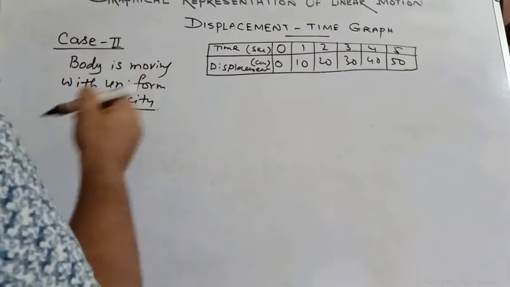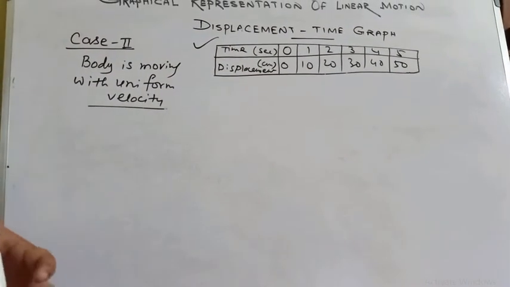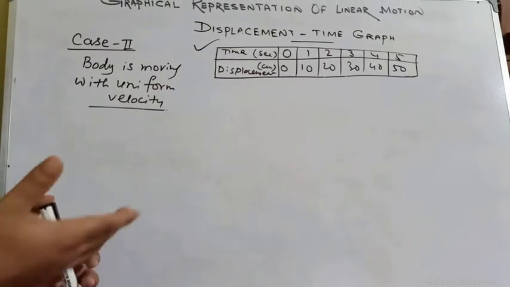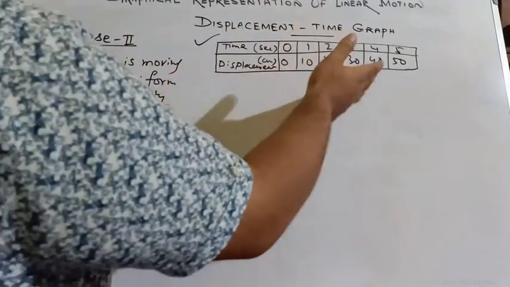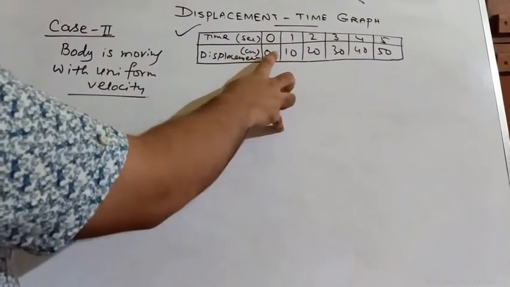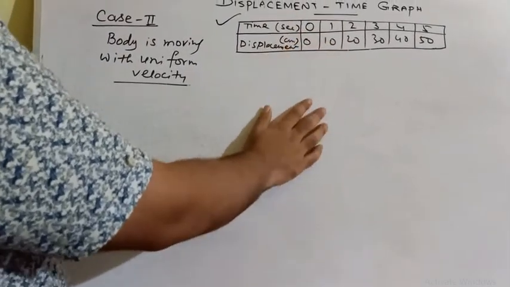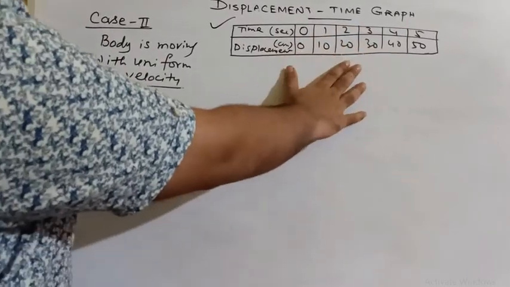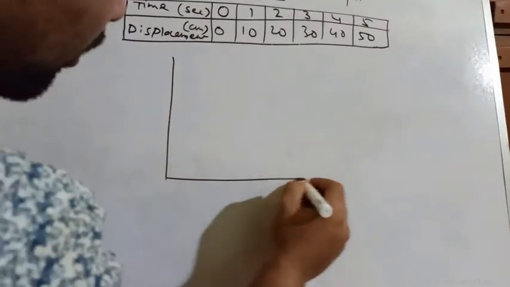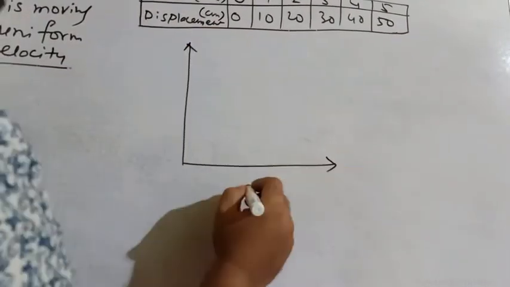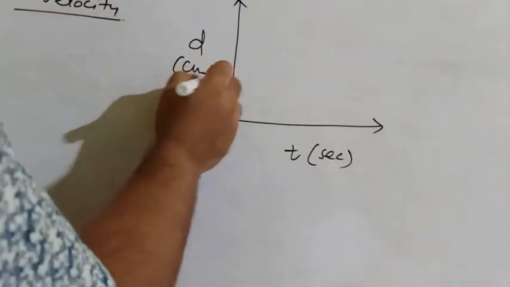I have taken one example here. So let me take a boy moving on a straight path in a given direction with uniform speed, okay, and he is following the timetable. At time 0, his displacement was 0. When time is 1 second, his displacement is 10 centimeter. When time is 2 seconds, his displacement is 20 centimeter, and so on. So if I want to draw the graph, this will be the time axis in seconds, and this will be the displacement axis in centimeters.